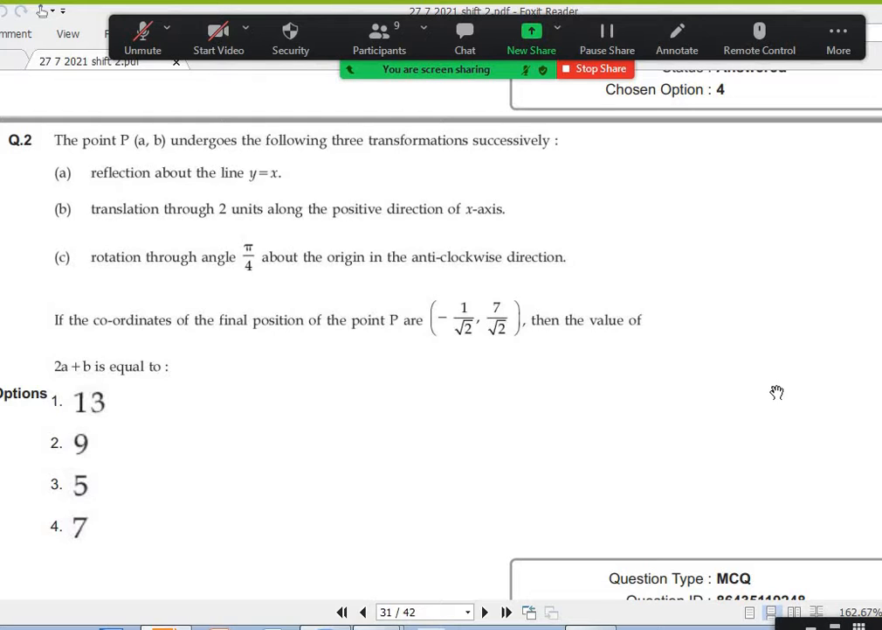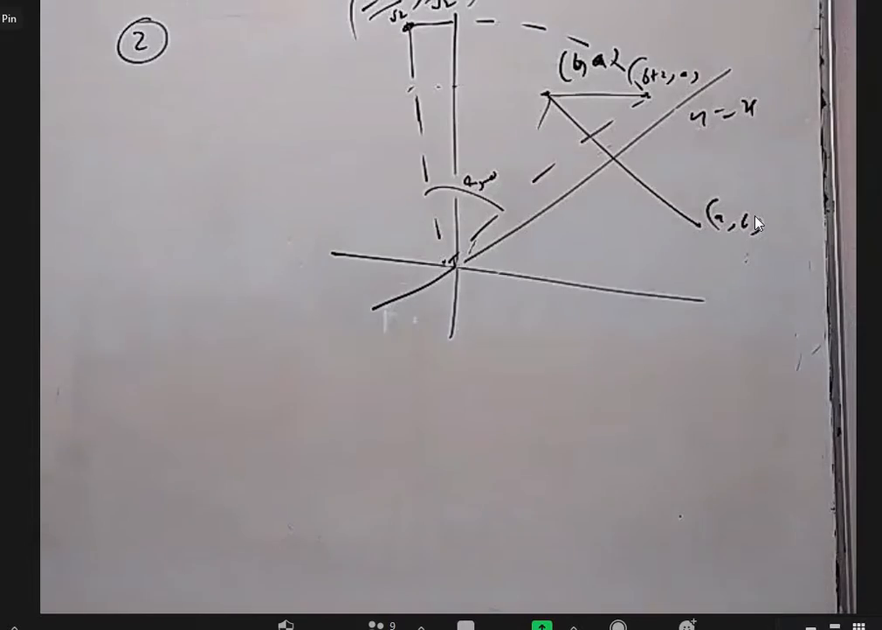Okay. Take this and turn 45 degrees. You will reach one point. Oh, then see. Wait. Before that, translate through 2 units along the positive direction of x-axis. Sorry. So then go 2 units on the right. That will be B plus 2 comma A, and that you rotate by 45 degrees. Okay, this is 45 degrees. That is point, and that point is minus 1 by root 2 comma 7 by root 2.